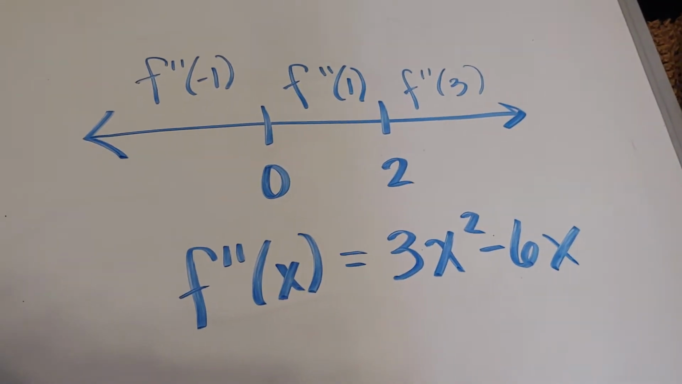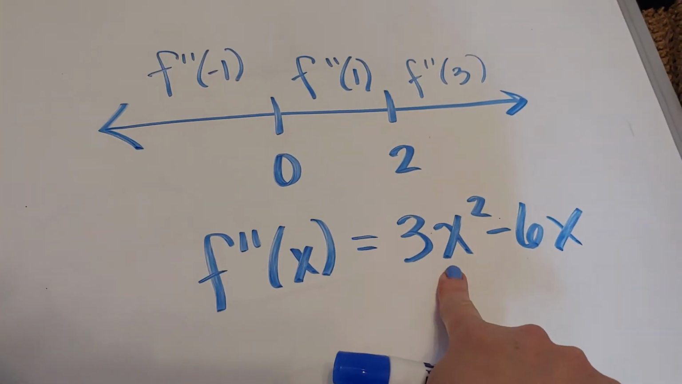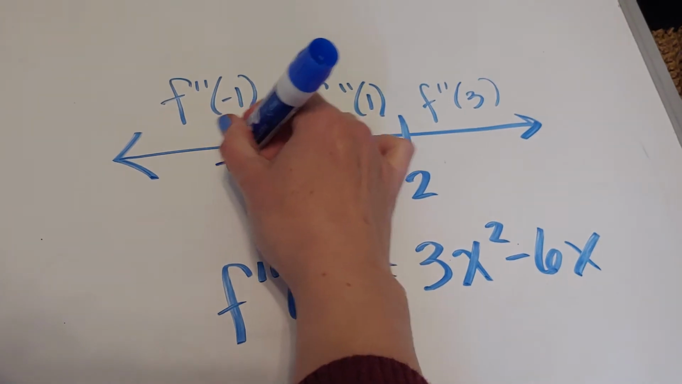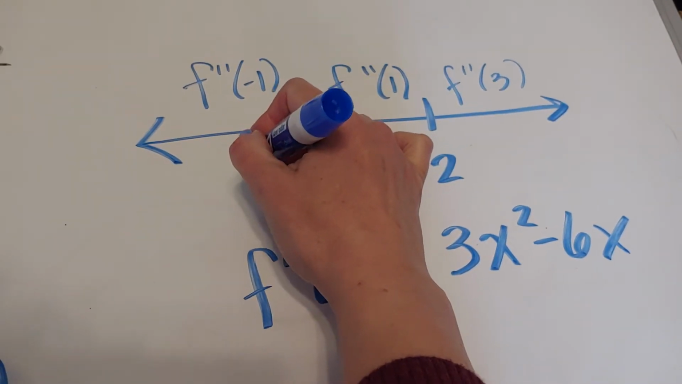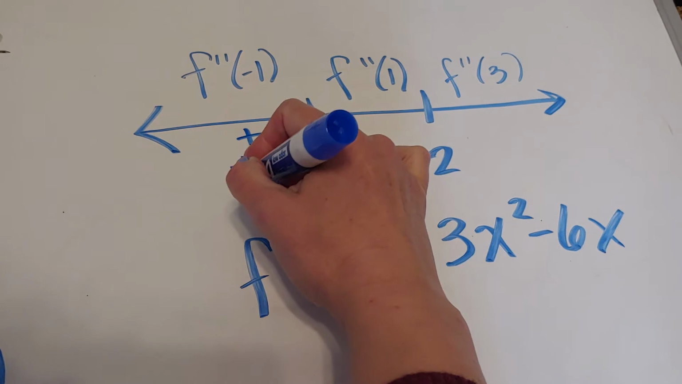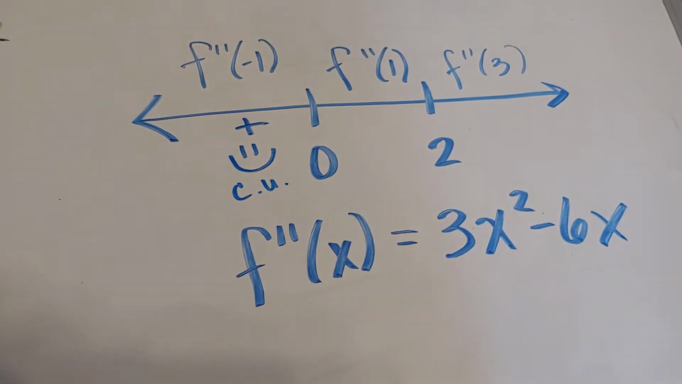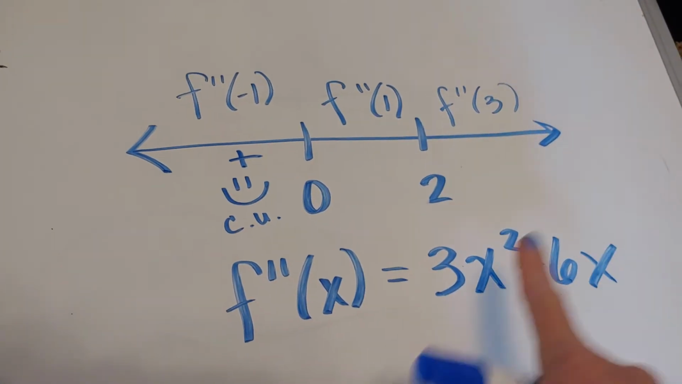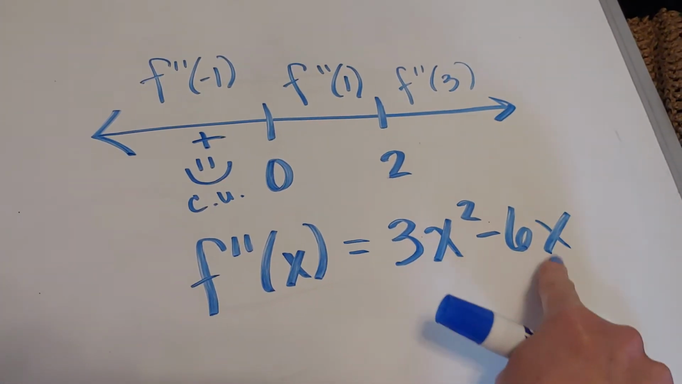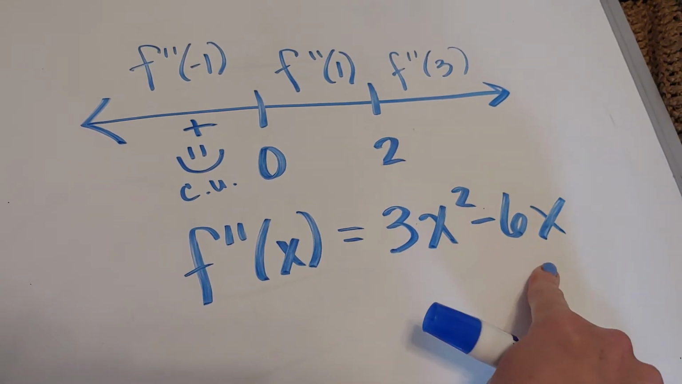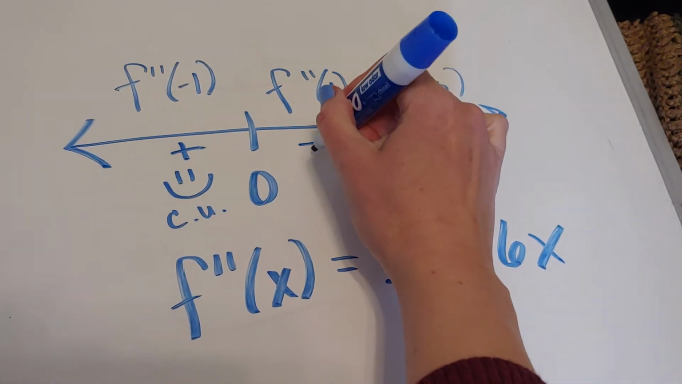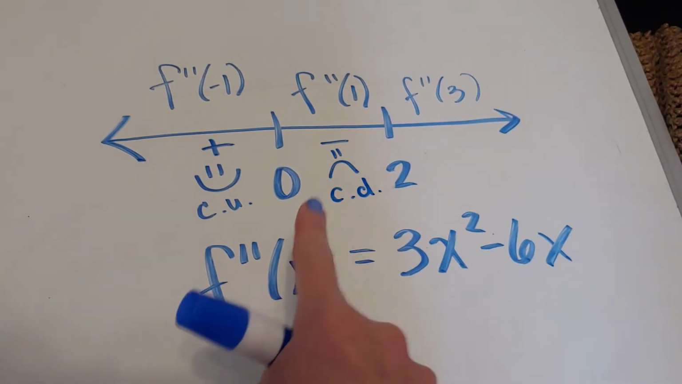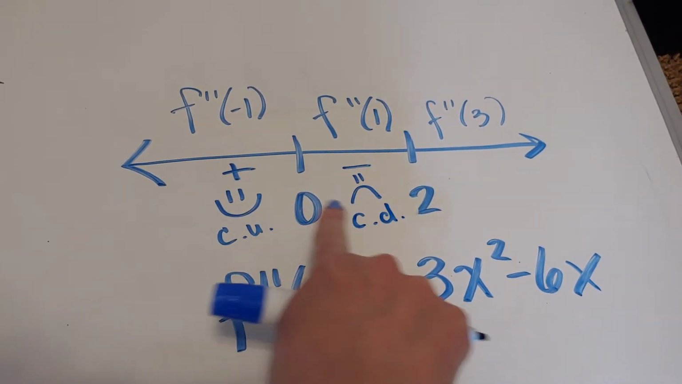Okay, so when I plug in -1 into this, I get a positive 3 and a positive 6. So the whole thing is positive. And when we're doing the second derivative, positive people are happy. So that means it's concave up. For the next section, when I plug in 1, I get 3 minus 6. 3 minus 6 is a -3. It's negative, so it is concave down. So we are changing concavity at 0 from concave up to concave down.